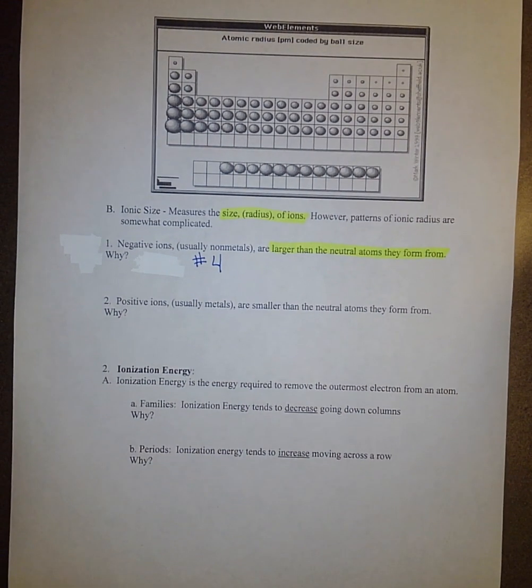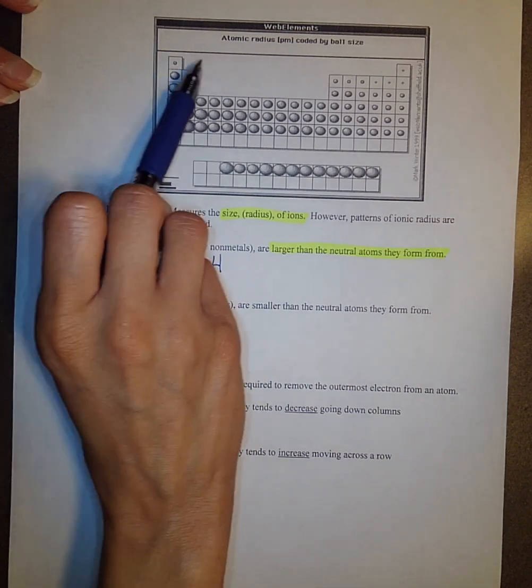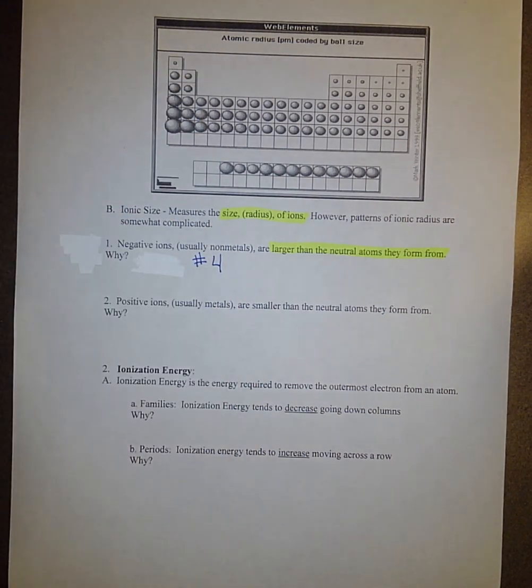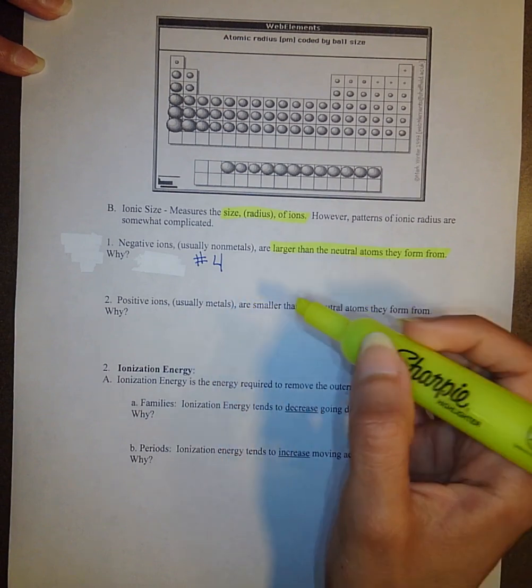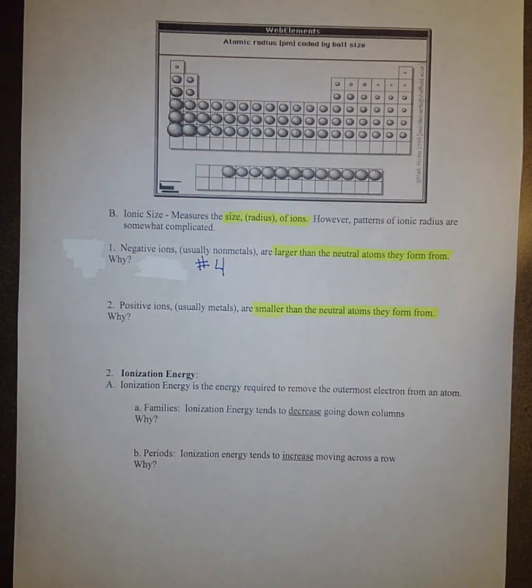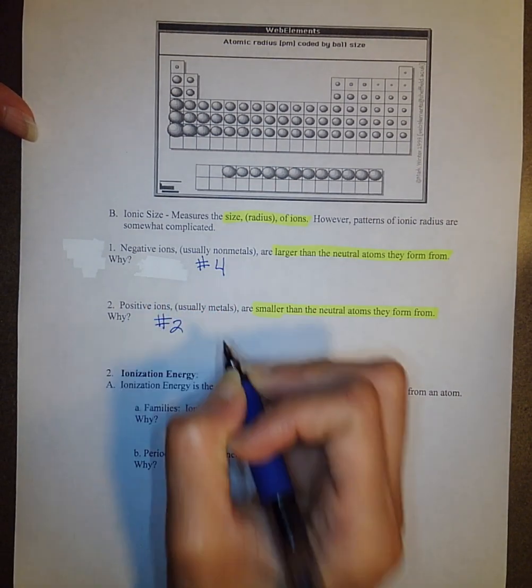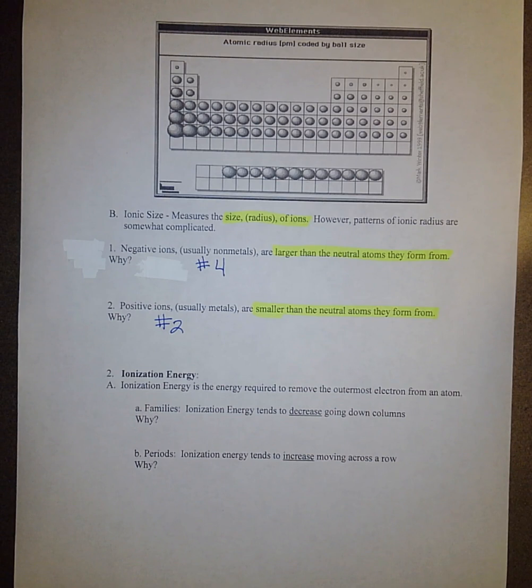The positive ion, on the other hand, is usually the metal, which is right here, and they're usually smaller than the neutral atom that they form from, and that's because those elements right here are the ones that are losing electrons. So the nuclear charge is pulling on those electrons, but those electrons have already left because they've been lost. So your ion is going to be smaller than your neutral atom. So that is actually number 2 for when we are talking about the nuclear charge.